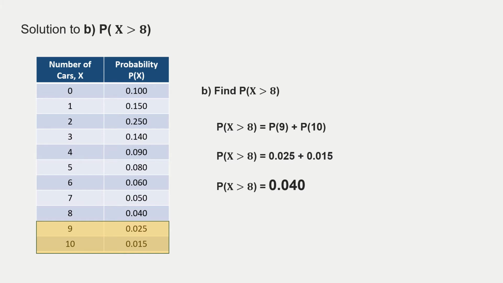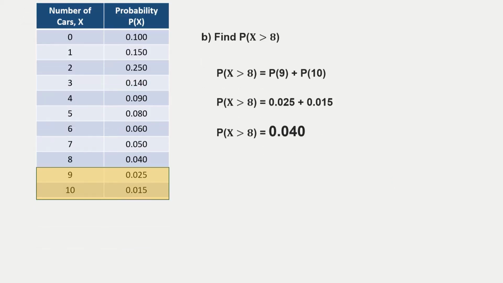Part B, it says here, find the probability where random variable x is greater than 8. So 8 is not included because x is greater than 8. Therefore, what are the values of the random variable that is greater than 8? You have here 9 and 10, and their corresponding probabilities are 0.025 and 0.015. If we get the sum of these two probabilities, then we will have 0.04 or 4%. So we only have a 4% chance of selling 9 to 10 cars in a day.